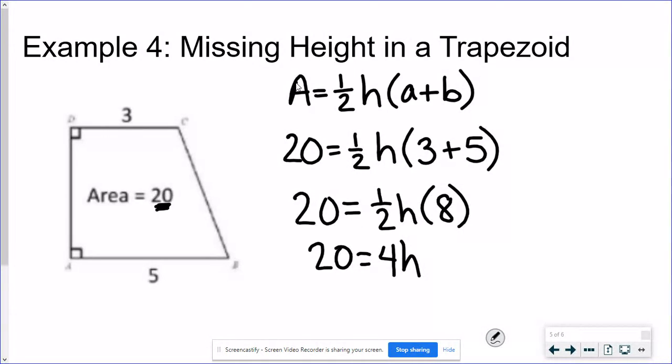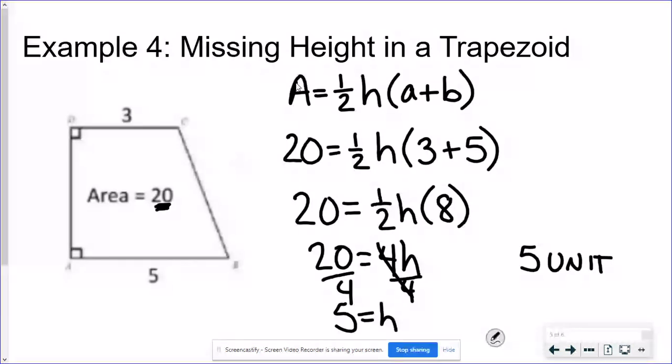Now, I don't want 4h, I just want h. So I'd have to divide by the 4, which gives me a height of 5. So this would be 5. And I don't know what my label is. They didn't give me a label anywhere in this. So this would just be 5 units. Anytime we've got measurements, I want some kind of a label on there, even if it's nothing more specific than just units.